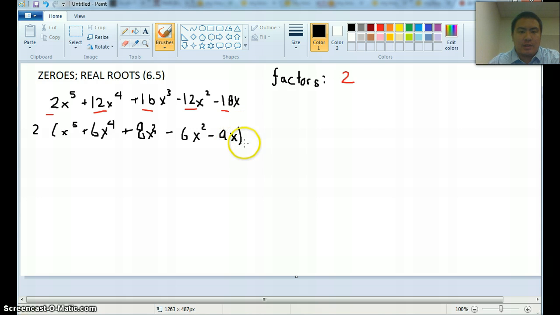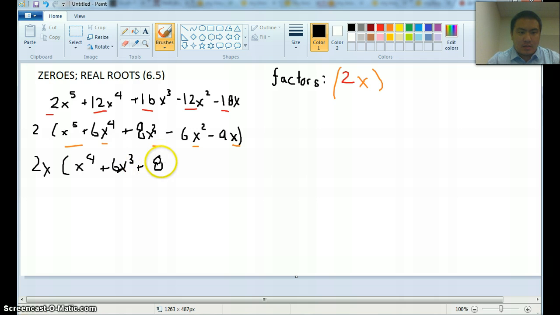Alright, there's something else I can pull out here, which would be the x. So I'm going to go ahead and pull that x out from all of it, and I'll get a 2 and an x, so I'll just make that 2x, and there's one of my factors. Or you could say it's 2 times the x. So that leaves us with 2x times x to the 4th plus 6x cubed plus 8x squared minus 6x and then minus 9.